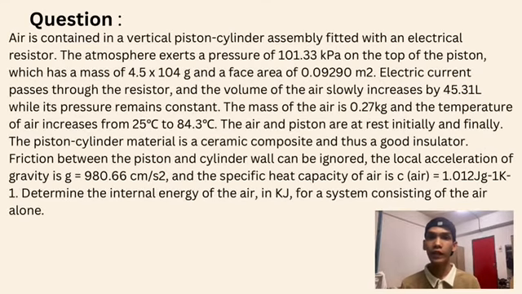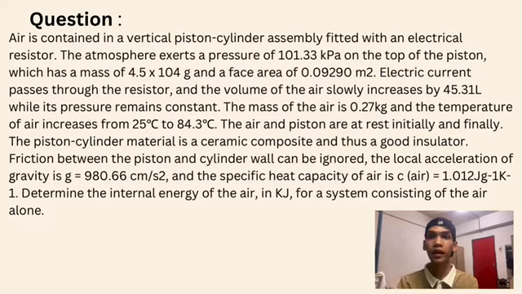Another question that we have here: air is contained in a vertical piston-cylinder assembly fitted with an electrical resistor. The atmosphere exerts a pressure of 101.33 kilopascals on the top of the piston, which has a mass of 4.5 times 10^4 grams and a face area of 0.09290 square meters. Electric current passes through the resistor and the volume of the air slowly increases by 45.31 liters while its pressure remains constant. The mass of the air is 0.27 kg and the temperature of the air increases from 25 degrees Celsius to 84.3 degrees Celsius.